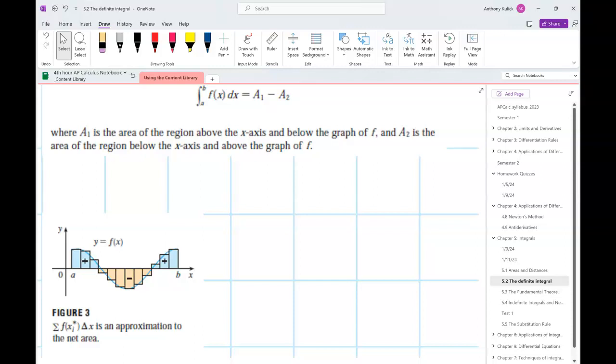So can areas under the curve be positive? Yes. Can they be negative? Yes. Could they be 0? Yes. Okay, so your integral values can be positive, can be negative, can be 0. That's all fine. Doesn't mean you've done anything wrong. Does everybody feel good on that? Okay.